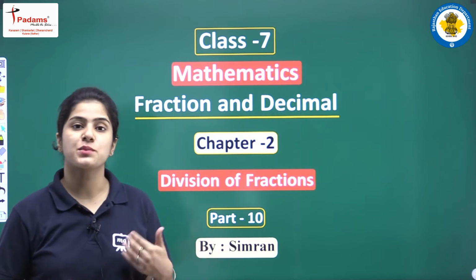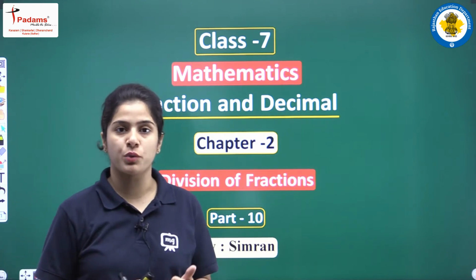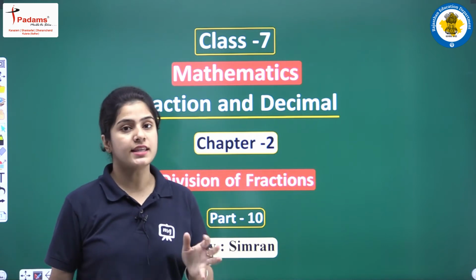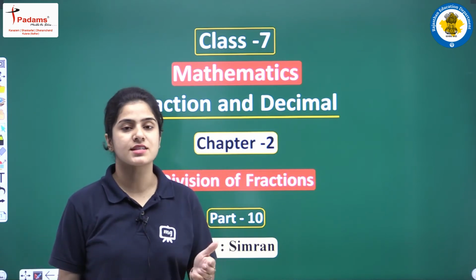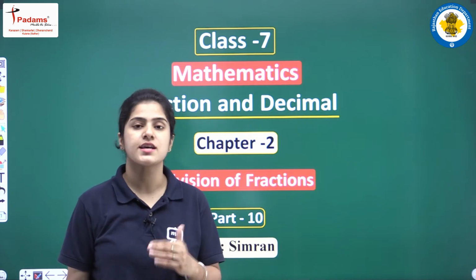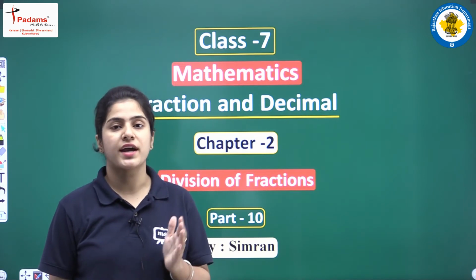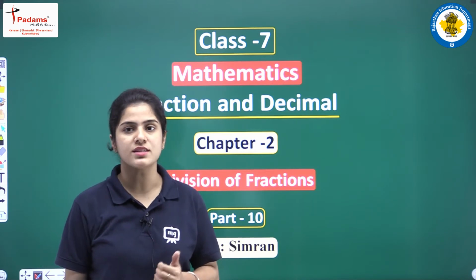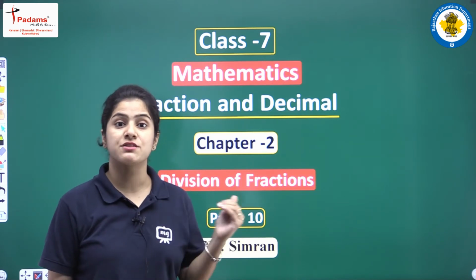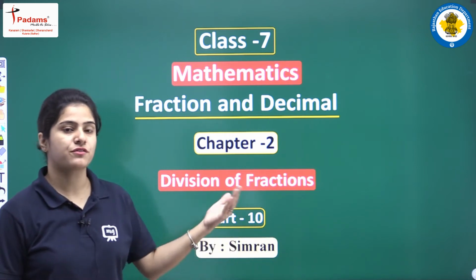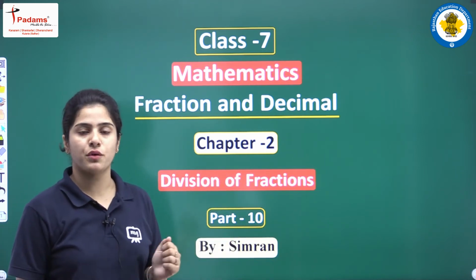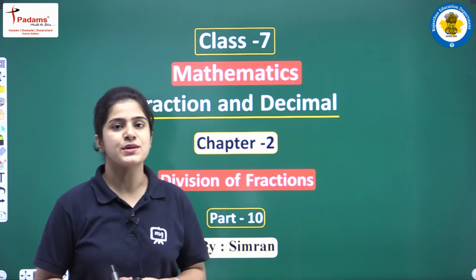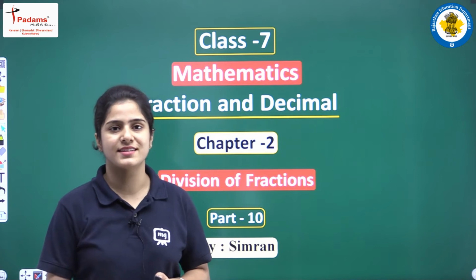Students, in the last class we discussed exercise number 2.3, in which we studied the multiplication of fractions, right? In the multiplication of fractions, if we want to multiply two fractions, what do we need to do? We have to find the product of the numerators upon the product of the denominators, right students? So now, if we want to have the division of fractions, that is the concept of exercise number 2.4. If you want to divide fractions, what do you need to do? We will be discussing that in this lecture, okay?